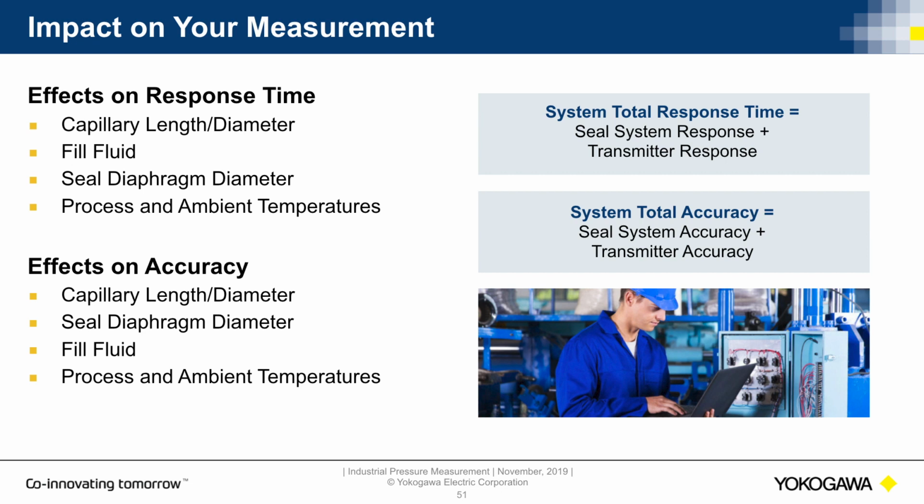And really, there are a lot of things that can affect this. Specifically with response time: the capillary length and the actual diameter of the capillary, the fill fluid you've chosen inside the remote seal, the diaphragm diameter, and the process and ambient temperature swings you're going to have. A common case: if your application is up in Canada in winter, with 30 feet of capillary and a fairly viscous fill fluid, your response time can go from 90 milliseconds on our standard transmitter all the way to above a minute. So that's always something to be considerate of when you're choosing remote seals.